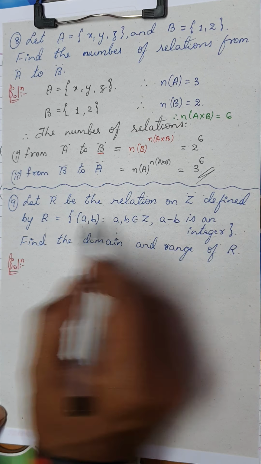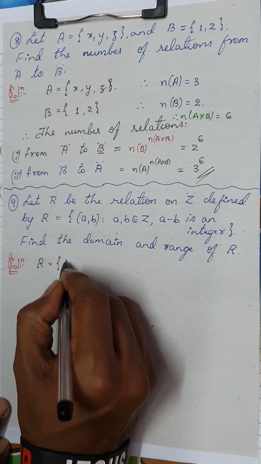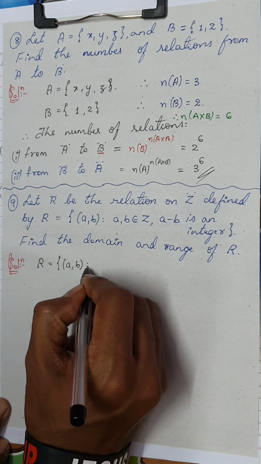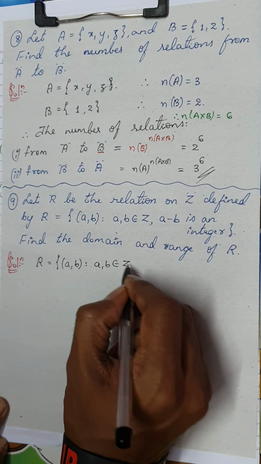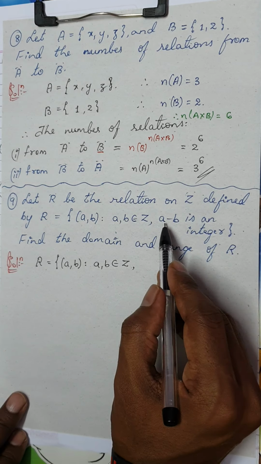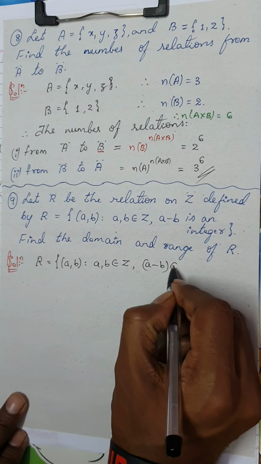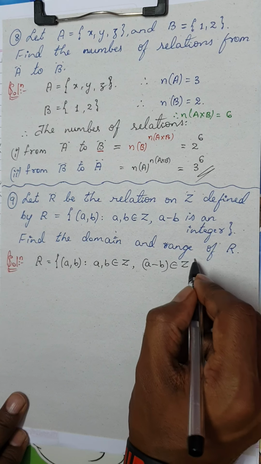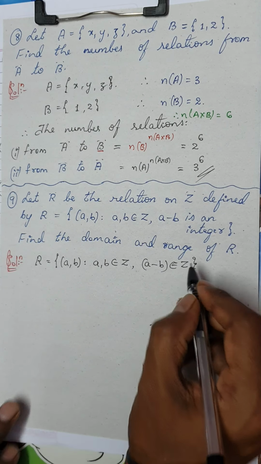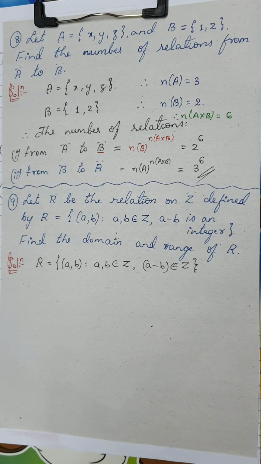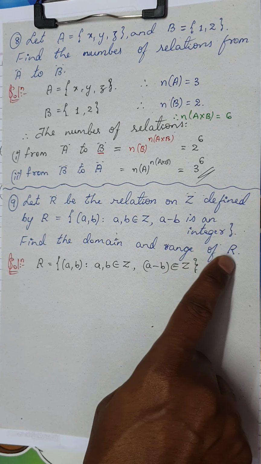Z means the set of integers, and the relation is defined by R equal to (a, b) such that both a and b are integers, which is nothing but Z. Now the condition is a minus b will again be an integer. Means a minus b will also belong to Z. It is an integer, means a minus b should belong to Z. Okay. So this is a very special relation. You are actually supposed to write the domain and range of R.